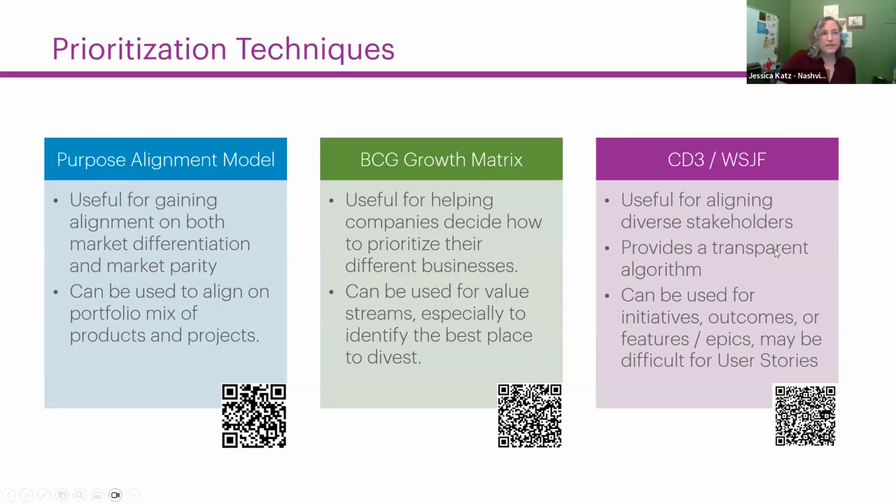The third one here is the cost of delay or weighted shortest job first. So cost of delay actually came first. Weighted shortest job first was SAFe's rebranding of it. And it is useful for aligning diverse stakeholders. One of the things I love about these models is that it's a formula, and the cost of delay metric includes things like business value, time criticality, risk retention, and opportunity enablement. And when you get a whole bunch of diverse folks in a space and get them to align on what those things mean, then you can start doing an agreement. Now, people will game systems, but at least it's a start towards aligning stakeholders.